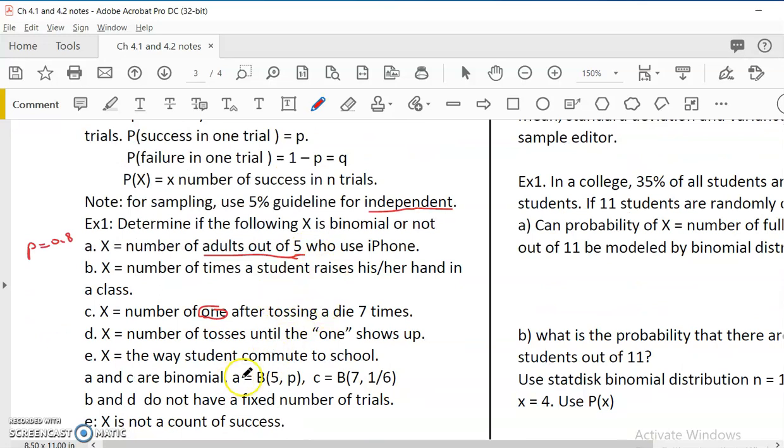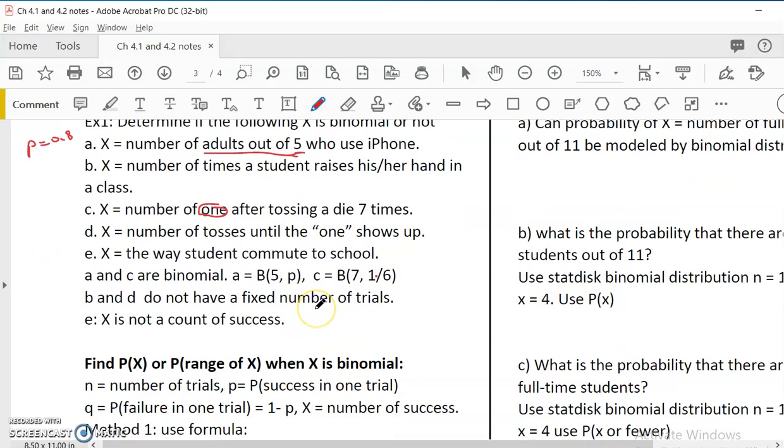So C can be binomial, and the number of trials is 7 because you toss 7 times, and the probability of getting a 1 every time is 1/6. So these two things can be used to find the probability of X. D, X is the number of tosses until 1 shows up. So you keep on tossing the die and you count whether 1 is showing up or not. So you're counting something, but you're counting the number of times until 1 shows up. So there's no fixed number of trials. So D cannot be modeled by binomial.